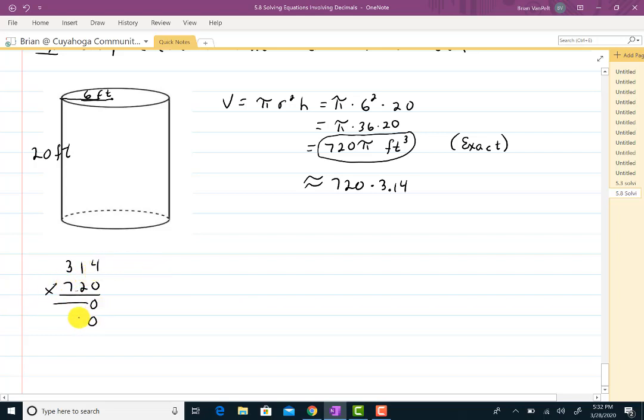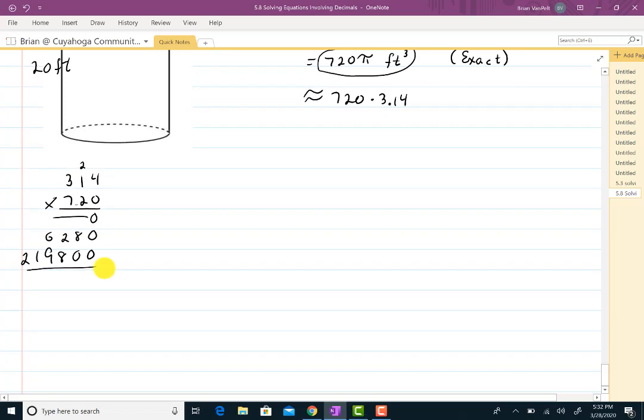2 times 4 will be 8. 2 times 1 will be 2. 2 times 3 will be 6. And then for my third row, 7 times 4 is 28. I'll put a 2 up here. 7 times 1 is 7 plus 2 is 9. 7 times 3 is 21. So we add this all up, I'll get a 0, an 8, a 0, carry the 1, 16, carry the 1, 2, 2.